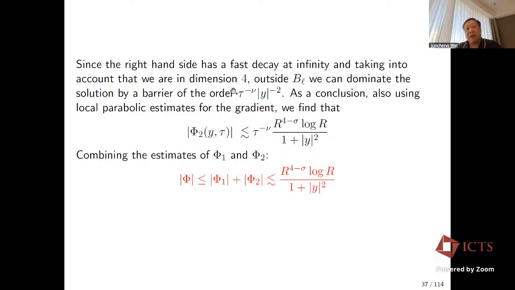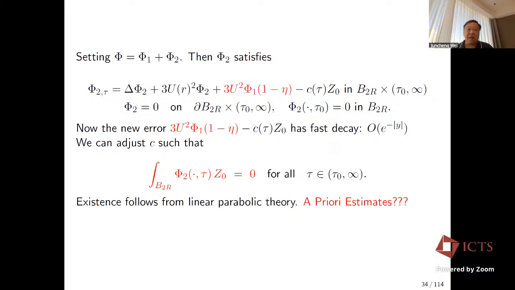So outside we can use the maximum principle and this barrier, so we get R to the 4 and R squared. And you combine phi 1 and phi 2, you get R to the 4 over 1 plus y squared. And this is the whole proof. This is the proof of step 2.